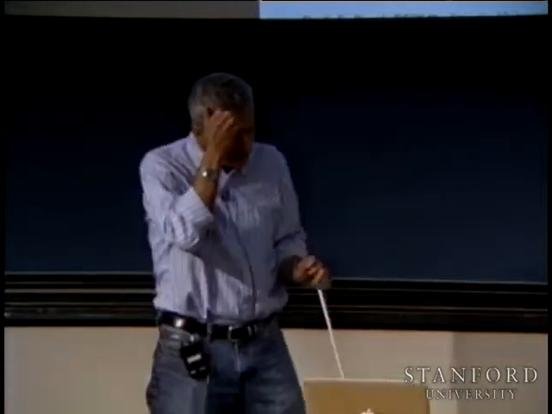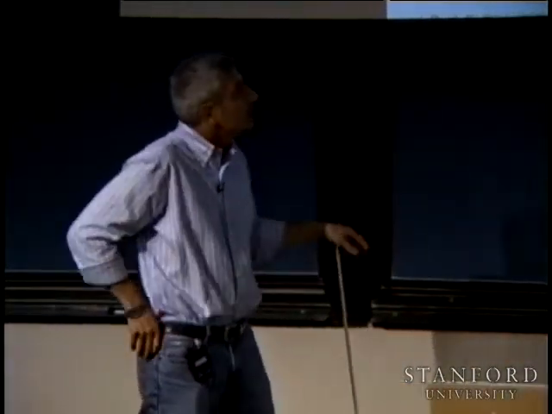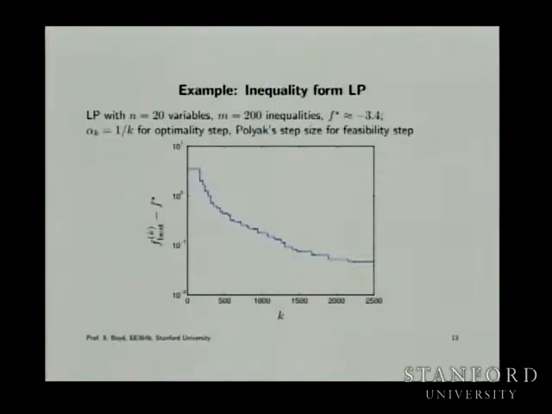But let's just do an inequality form LP. So let's minimize c transpose x subject to Ax less than b. It's a problem with 20 variables and 200 inequalities. Let's see. The optimal value for that instance turns out to be minus 3.4. We have 1 over k step size here.